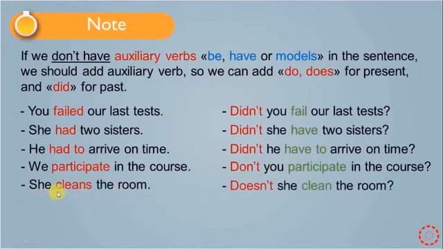Another example, she cleans the room. Here we don't have auxiliary verb. We have cleans, which is main verb. That's why we have to add the auxiliary verb here because the sentence is present and we have she as a subject. That's why we say doesn't. Doesn't she clean the room?